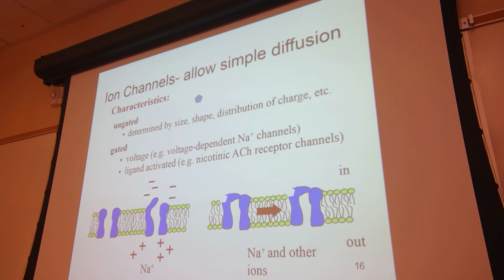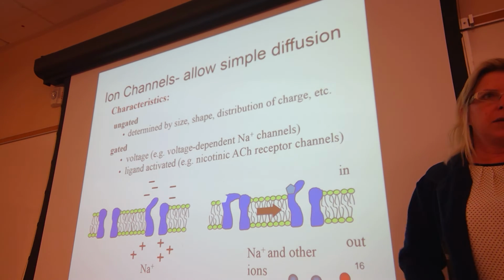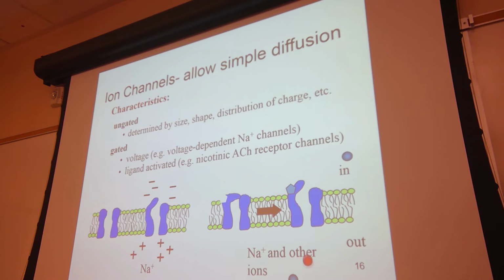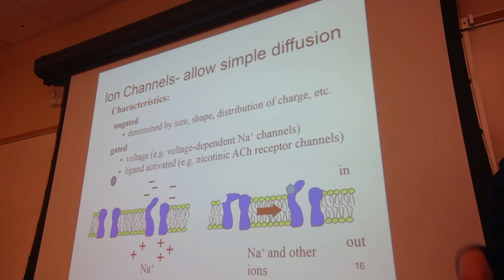A ligand-gated channel. Your keys. Here's my little blue pentagon. That's going to bind to the receptor and open that channel. In Unit 2, we call those neurotransmitters. They're going to open ligand-gated channels. We'll learn what neurotransmitters are. But again, we could have a channel that isn't gated, in which case something is just allowed to move through it. All of these are examples of simple diffusion.